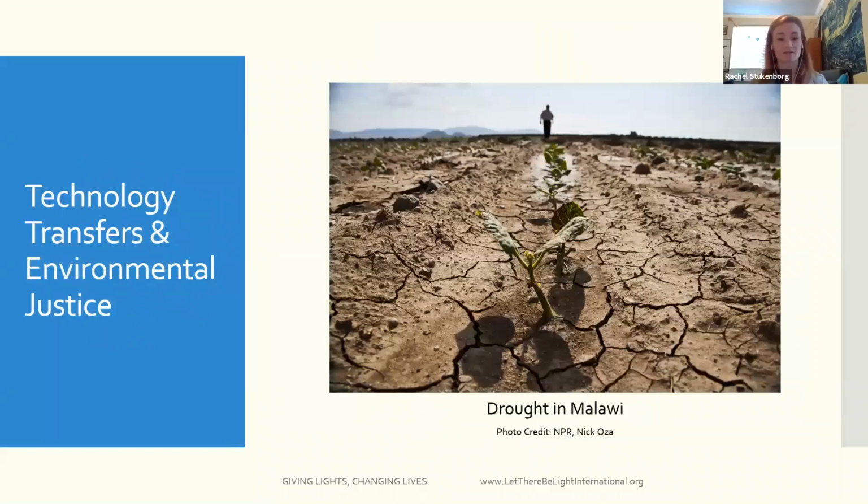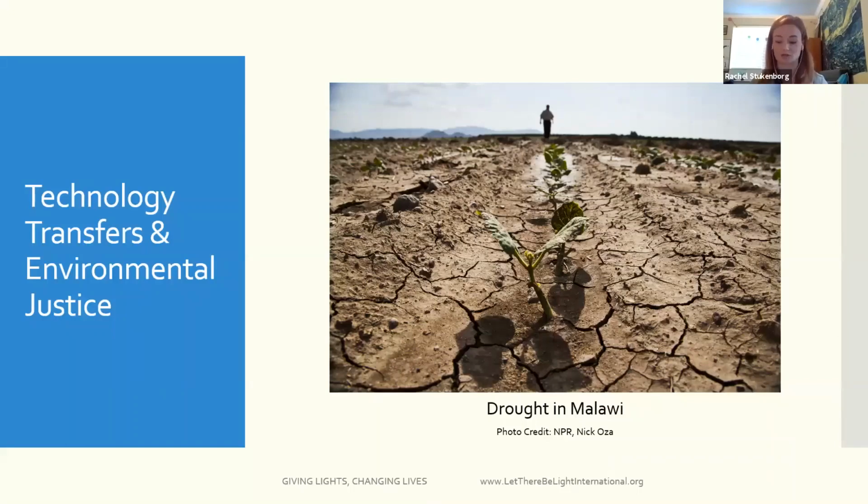There's also an element of environmental justice to technology transfers. Due to fossil fuel use, developed countries are much more responsible for climate change than developing countries. While energy poverty contributes to climate change in certain ways, as we discussed earlier, the impacts of people in extreme poverty are minimal compared to those in wealthy countries. And while the impacts of people in developing countries are minimal, they are the ones that will bear the brunt of impacts of climate change.